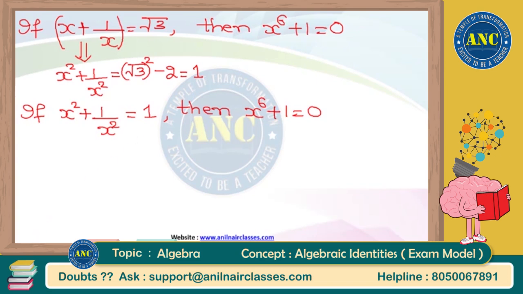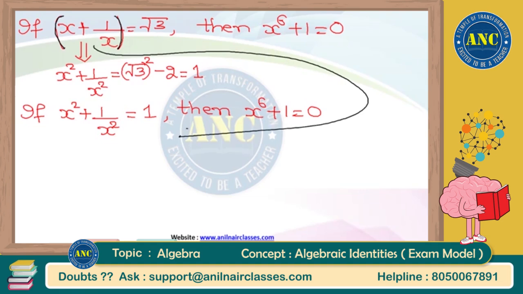Now another way of expressing, observe carefully. Multiple ways you can express it. Can I say like this also? Observe carefully, sir. The given condition is x plus 1 by x is equal to root 3. This same condition, I will take the LCM. LCM is x. X into x becomes x square plus 1 divided by x equal to root 3. That root 3 into x will be multiplied.